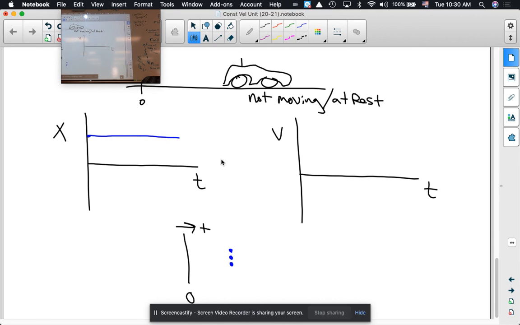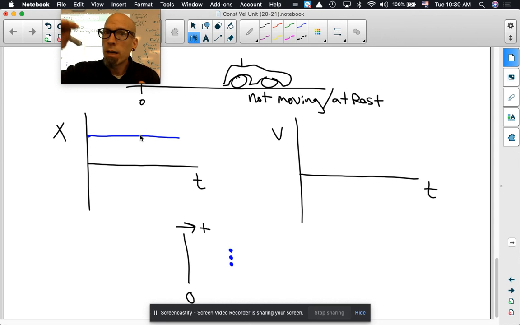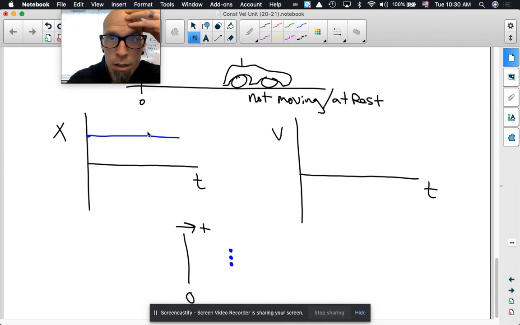It doesn't get closer to zero. It doesn't get further away from zero. It stays at the same place the whole time. Got that? That is zero slope, no velocity. Not going away from zero, not going towards zero. Now, how much slope does this have? Zero slope.